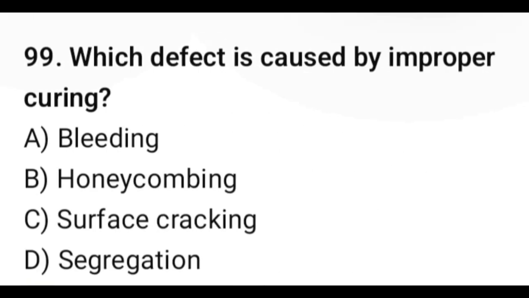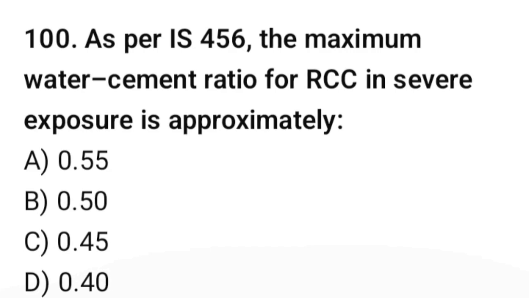Next question. Which defect is caused by improper curing? Option A is bleeding, B is honeycombing, C is surface cracking, option D is segregation. So the right answer is option number C, surface cracking is a major defect for improper curing. Next question, and the last question of this video.